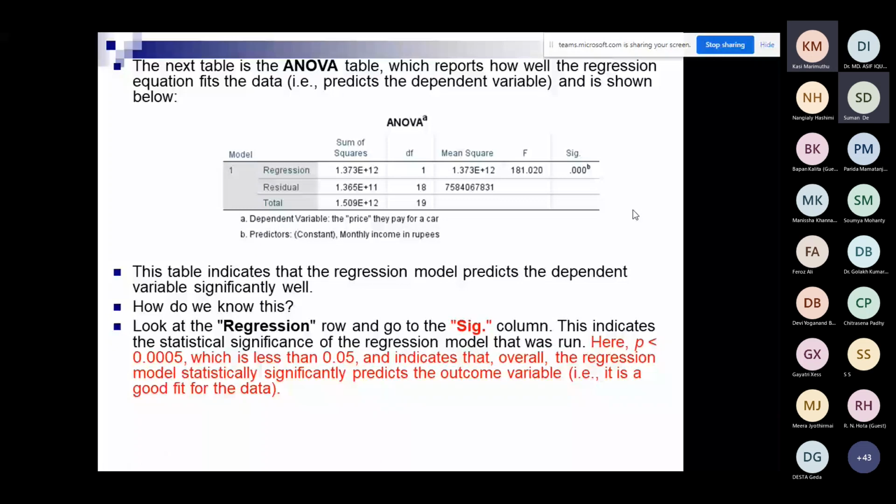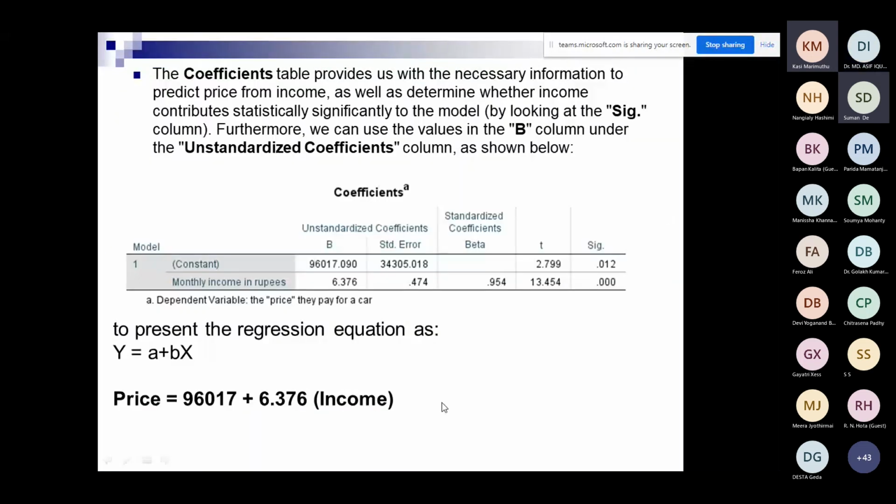This is very important: the coefficient table. The first one is the constant. The second one is the slope. This is A and this is B. So one unit of income increases the money they invest in a car by this much. Otherwise, imagine every 100 rupees of increase in income means 6 rupees they are ready to pay for a car, approximately. And both are significant.